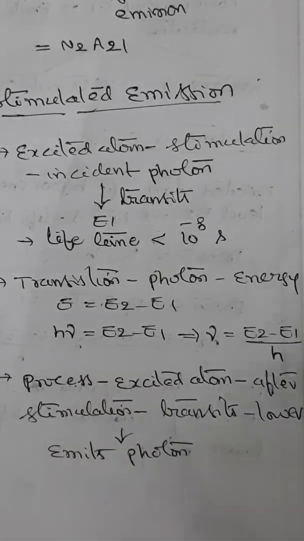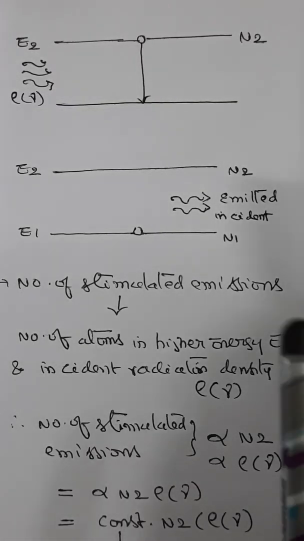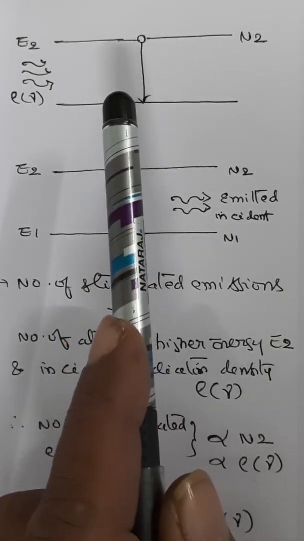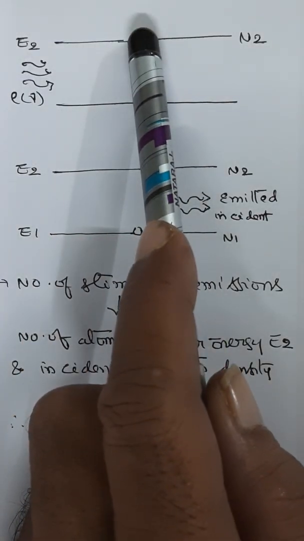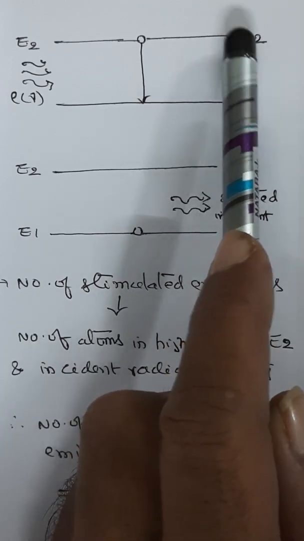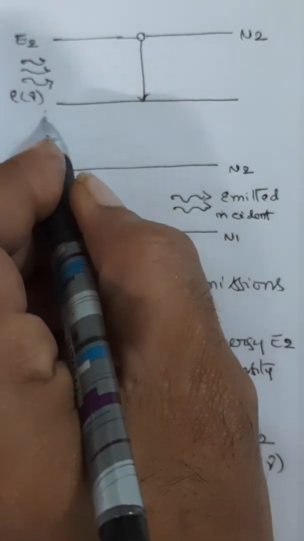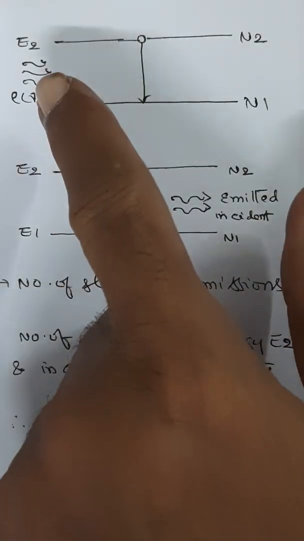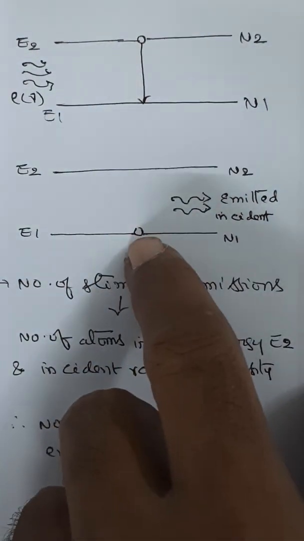Let us understand this stimulated emission in a schematic way. So this is before stimulated emission. This is the highest energy level, E2, where the excited atom is existing with the number of atoms at that level as N2. This is the ground level, energy level E1, with the number of atoms as N1. Now the incident photon radiation should stimulate this and ensure that this atom comes out. That is what happened in the second diagram.